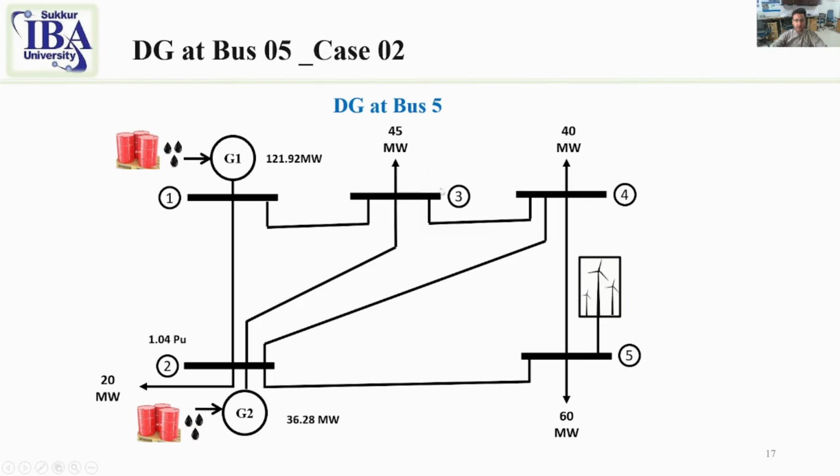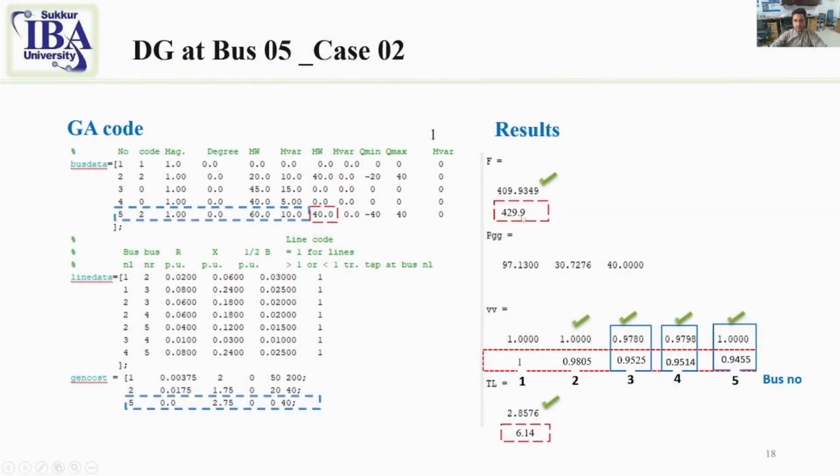So first we have taken the DG on bus number 5. This shows that the base case result of 429.9 is reduced to 409, and the voltages, you can see the voltages improved to 1. And here you can see 0.95 improved to 0.97. Also here you can see on bus number 4 and 5. Similarly, the total loss is also reduced to 2.85 megawatt. This is our DG on bus number 5.